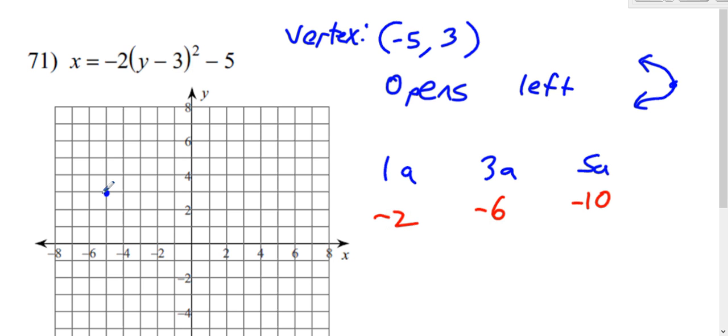Opens to the left, so we're going 2 spaces left, and then we will go up and down 1 unit from the vertex. If there was room, we would then go from that new point 6 more spaces to the left and up 1. And then from our other point, we would go 6 more spaces to the left and down 1. And that will give us our points so that we can draw our parabola.